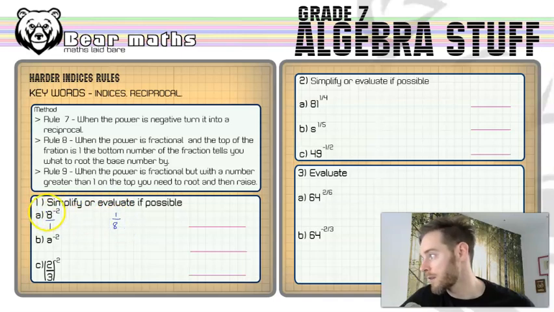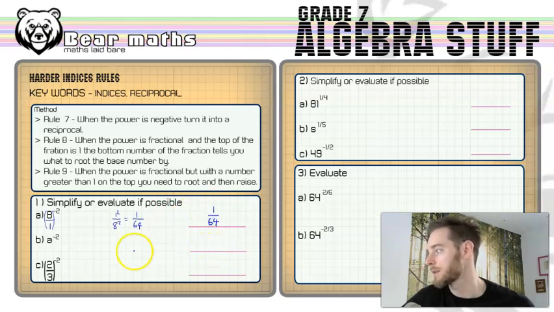Right, now that is basically a fraction that's being put to the power of minus 2. So therefore you're squaring both those numbers that are there. What you end up with is 1 squared, which is 1, and 8 squared, which is 64. Okay, so we can evaluate that one to be 1 over 64. All right, hopefully that makes sense.